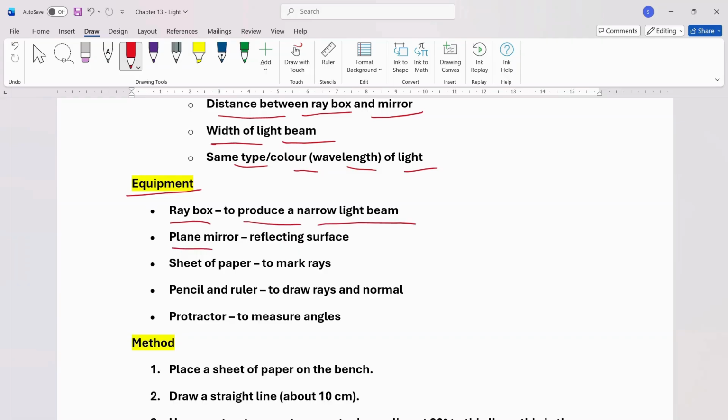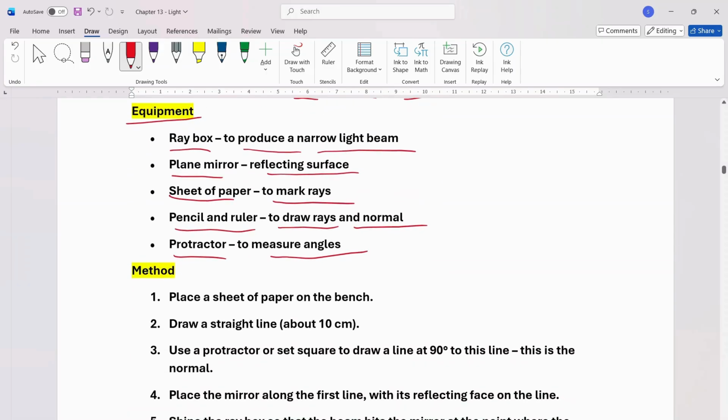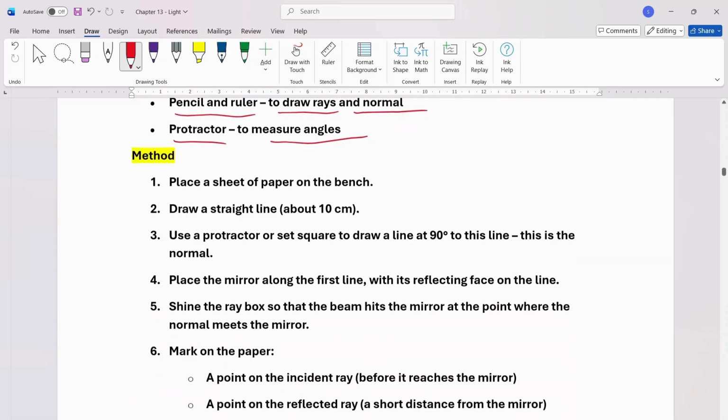light beam, plane mirror as the reflecting surface, sheet of paper to mark rays, pencil and ruler to draw rays and normal, protractor to measure angle. Now these equipments can make sense to you as you have already seen how the light reflects on the plane surface with diagrams above.